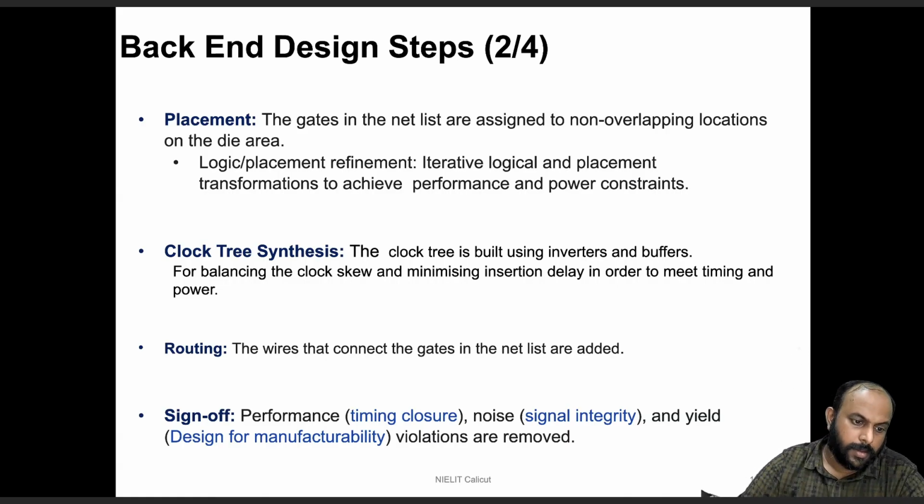The next step is routing, where there is a local routing as well as a global routing. Basically, routing is about establishing wires and interconnects between the gates, when the netlists are added.